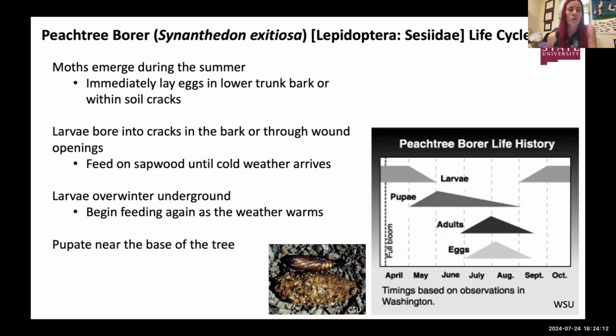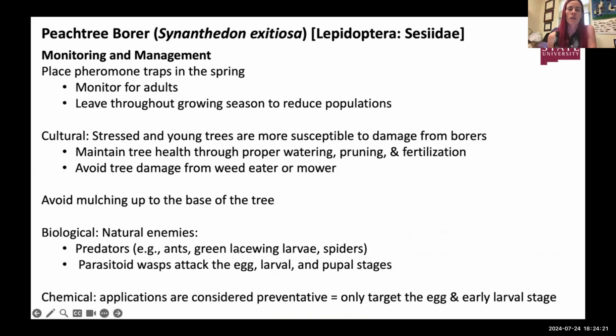The larvae will overwinter underground and begin feeding again as the weather warms, and then they will pupate near the base of the tree. So what can you do if you're concerned about peach tree borers? You can monitor for them. There are pheromone traps available. It's looking for adults, and then you can leave these traps throughout the growing season.